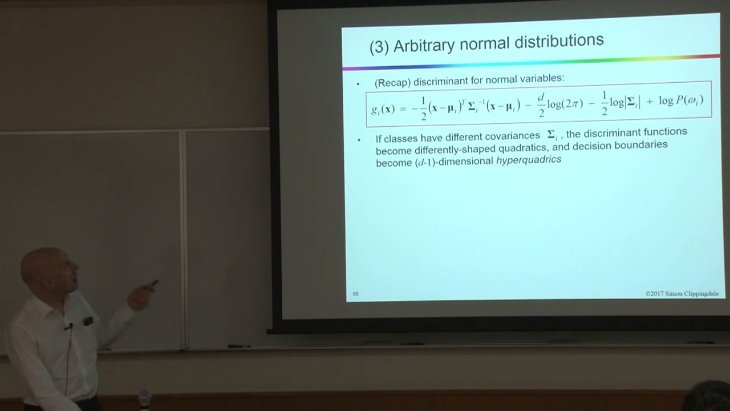Okay, for arbitrary normal distributions where the covariance matrix is different for each class as well as the mean, then the discriminant functions become differently shaped quadratics for each class.